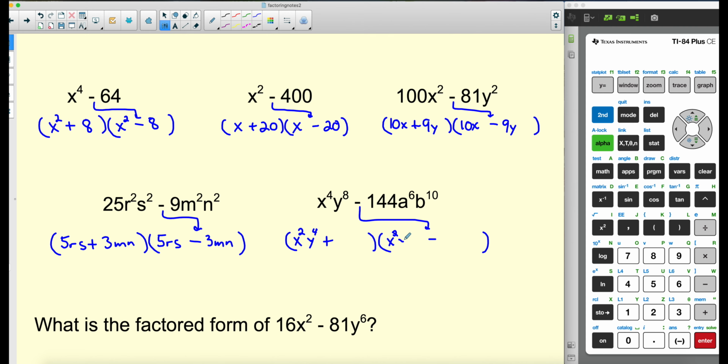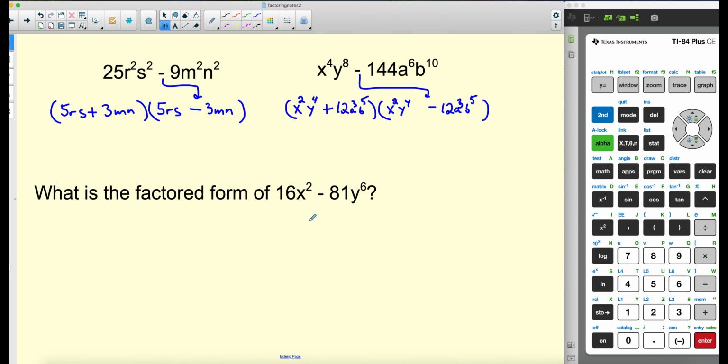Whoops, I don't know what happened there. I think my finger hit it while I was writing. Okay, square root of 144 is 12. A to the 6th is a to the third, and of course b to the 10th is b to the 5th. Same thing here. 12, a to the third, and b to the 5th. Sorry, hard to write with this. And that's it.